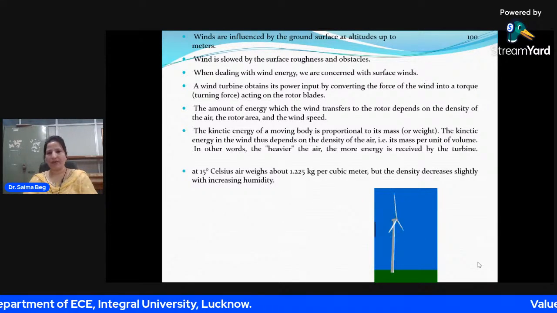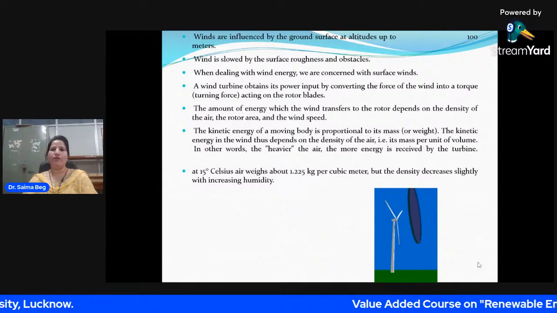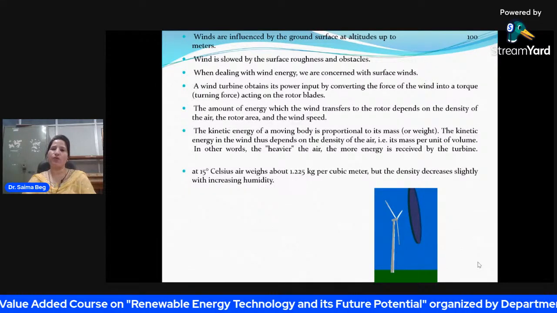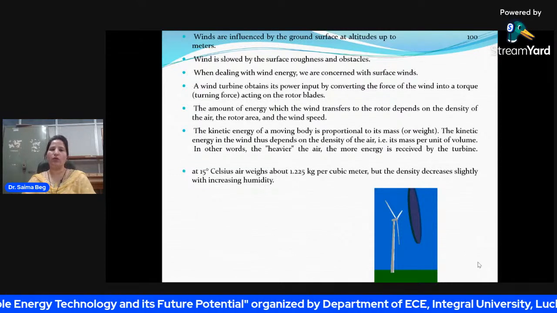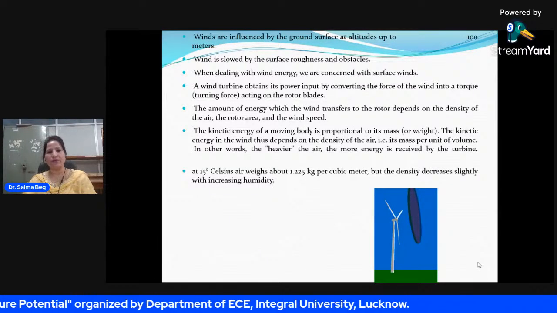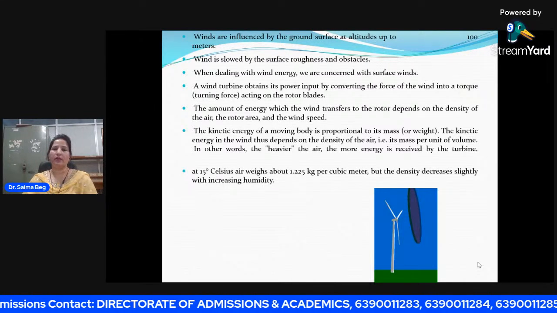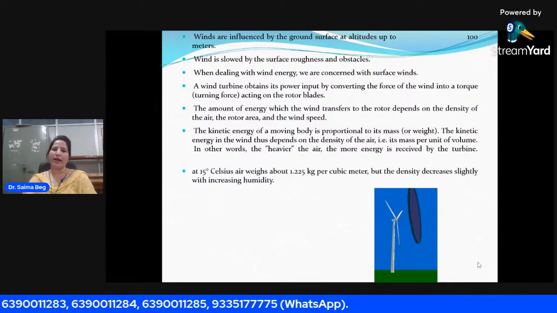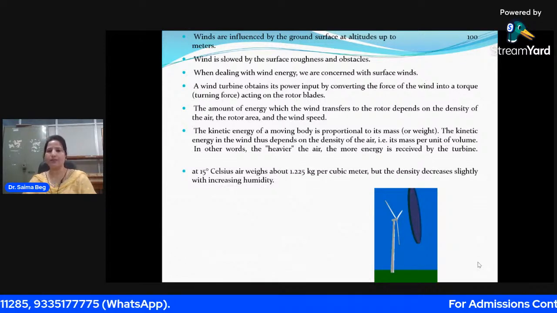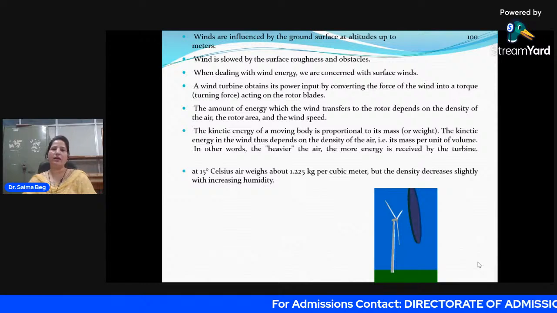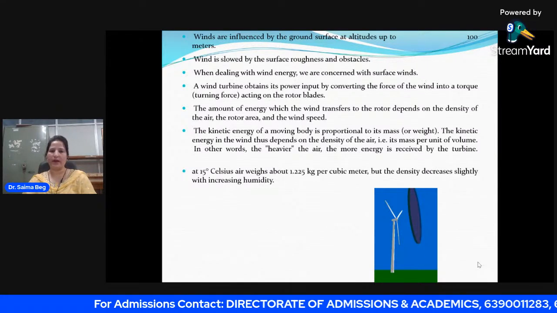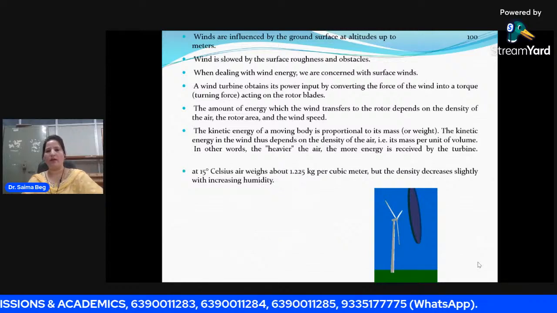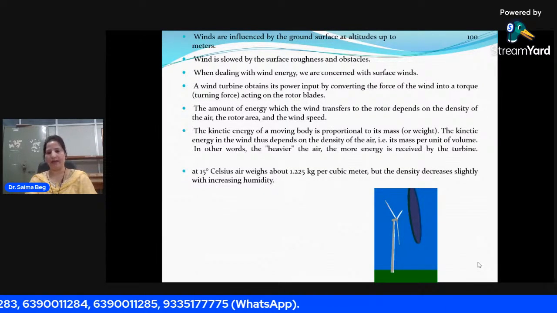Winds are influenced by the ground surface at altitudes up to 100 meters. Wind is slowed by surface roughness, and when dealing with wind energy, we are concerned with surface winds. A wind turbine obtains its power input by converting the force of wind into a torque acting on the rotor blades. The amount of energy the wind transfers to the rotor depends upon the density of the air, the rotor area, and the wind speed. The kinetic energy of a moving body is proportional to its mass, so the kinetic energy of the wind depends upon the density of the air, that is the mass per unit volume. In other words, the heavier the air, the more energy is received by the turbine. At 15 degrees Celsius, air weighs about 1.225 kg per cubic meter, but the density decreases slightly with increasing humidity.